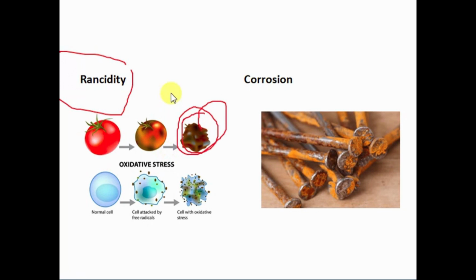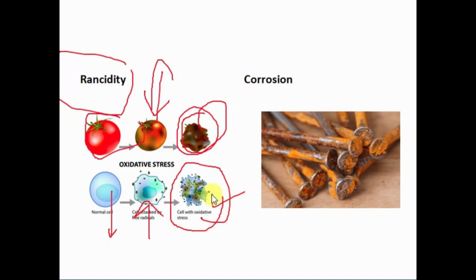And why is this happening? This is because the food is getting oxidized, in the presence of moisture, oxygen present in the moisture. So here a normal cell is there. Cells are attacked by free radicals, and you'll see cells with oxidative stress. तो ये बहुत ज़्यादा oxygen हो गया, therefore ये खराब हो गया है. So this is what rancidity is.